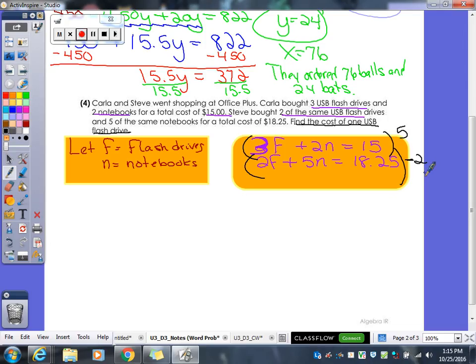I want to see if you all can try this one on your own. Go ahead and do it, and then we will go over it. Multiply the top by 5, the bottom by negative 2.